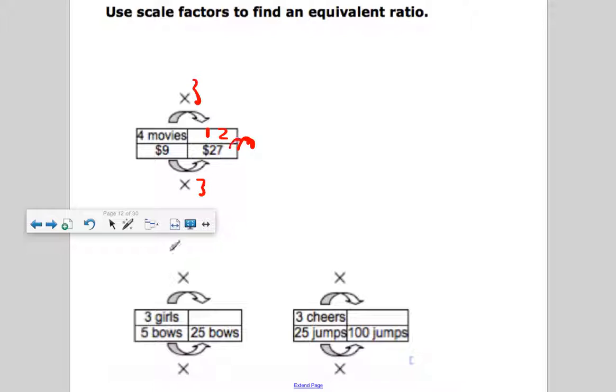And this one, 3 girls wear 5 bows. If there are 25 bows keeping the same rate, I multiply by a scale factor of 5, so that's 15 girls. 3 cheerleaders jumped 25 times. How many cheerleaders jumped 100 times? I multiply by a scale factor of 4, so that's 12 cheerleaders.